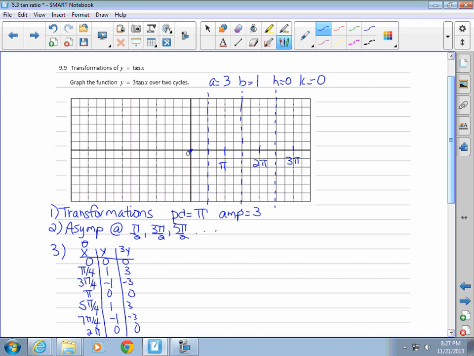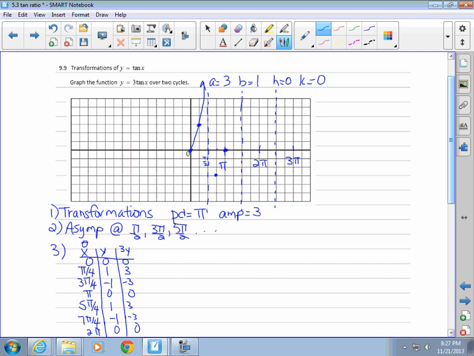At pi over 4, which is here, it's going to be up at 3 instead of at 1. So it'll be at 1, 2, 3 here. And then if I continued doing 3 pi over 2 and so on, you would get your other points. But we know it's going to get closer and closer to that asymptote, but not touch it. So if this is pi over 2, 3 pi over 4, which is right there, it's negative 1, transformed down to negative 3. At pi, it's 0.